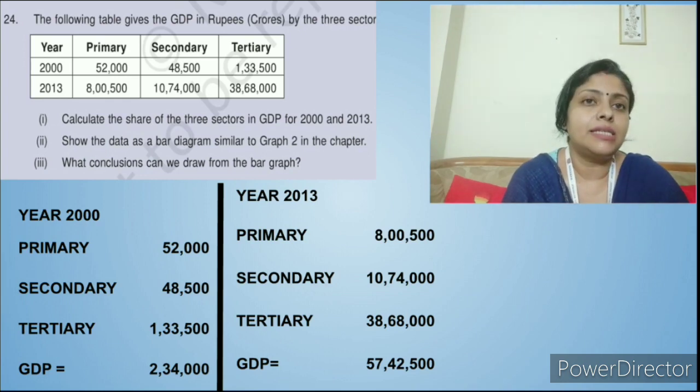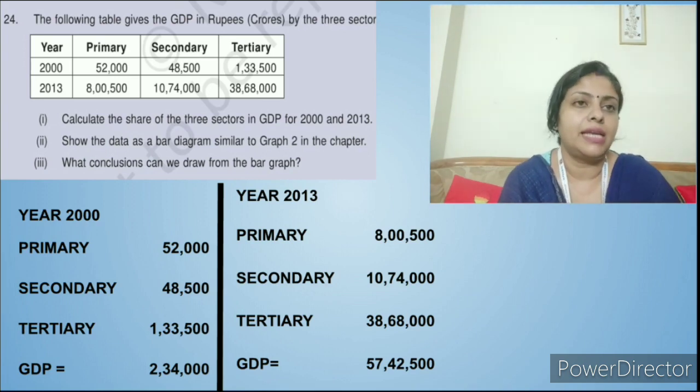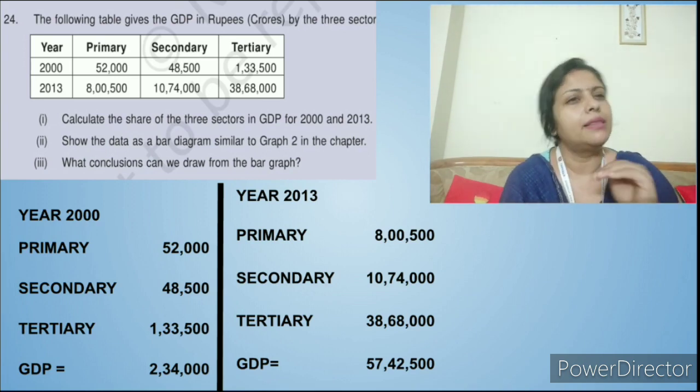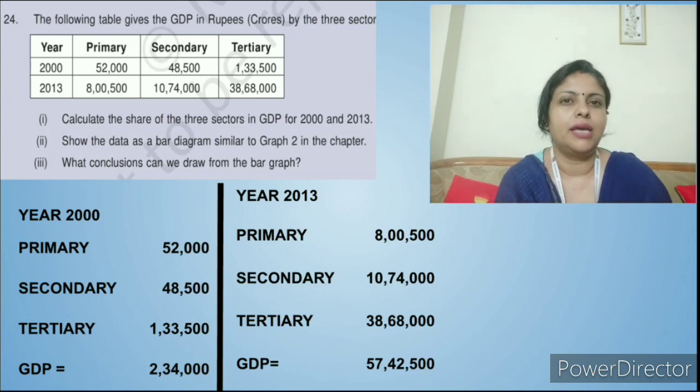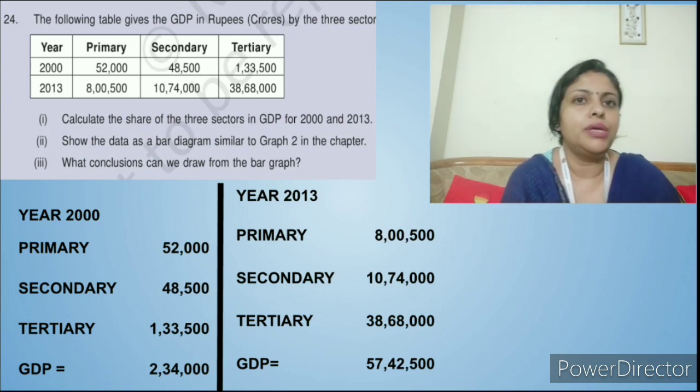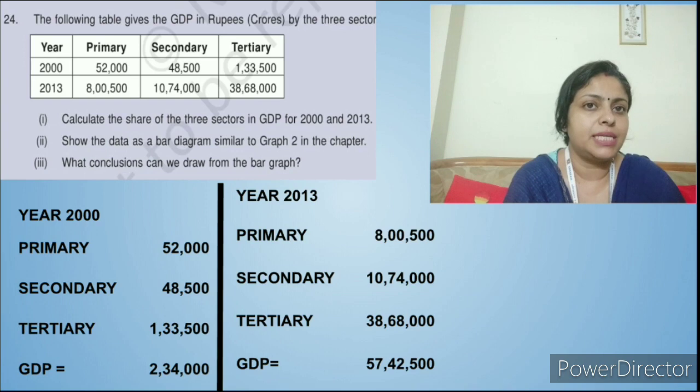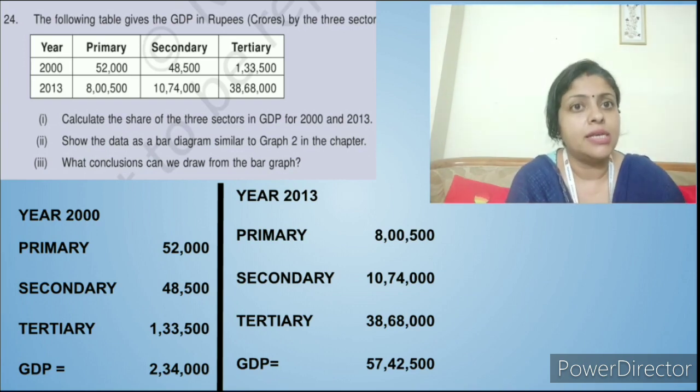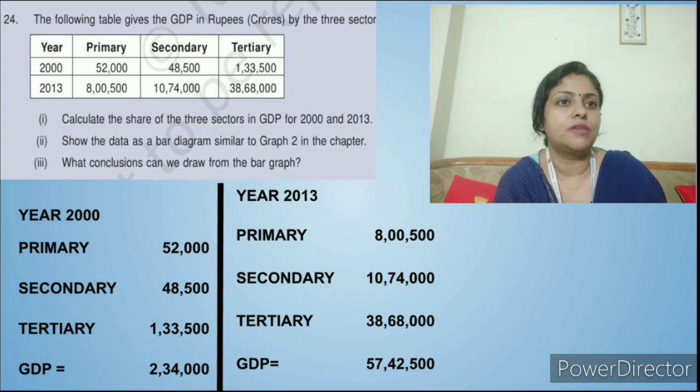Now, this is the latest question in your latest NCERT publication. Some of your books may have different years, like 1950 or 1970, but the equation remains the same. The first question they are asking is basically to calculate the share of the 3 sectors in both the years in terms of GDP.